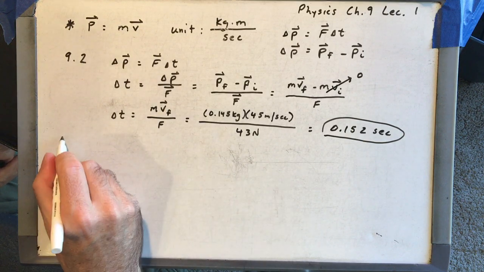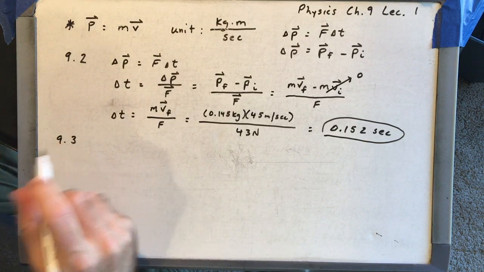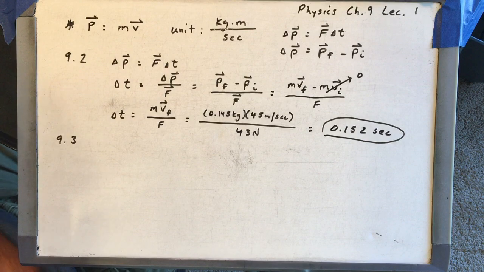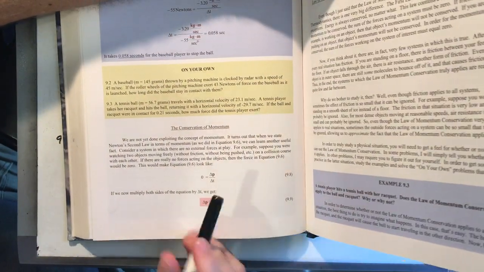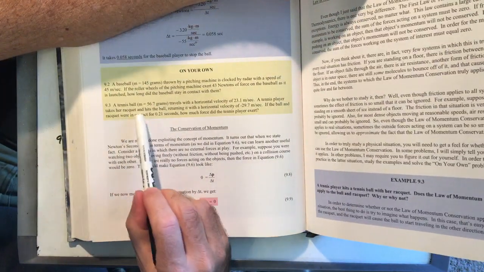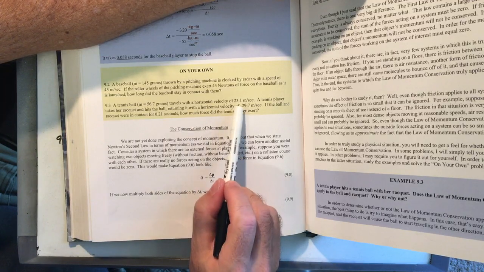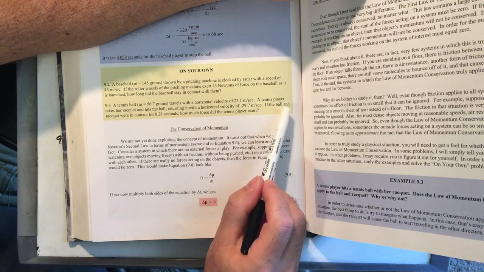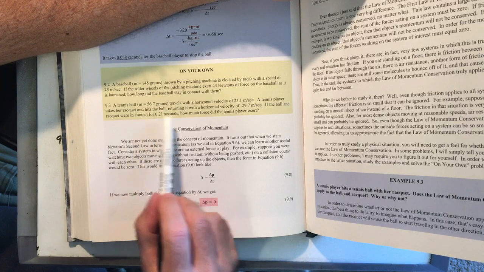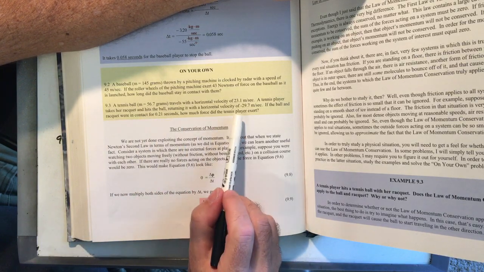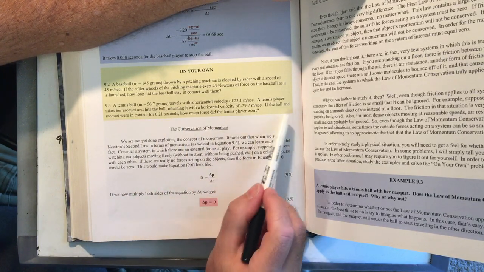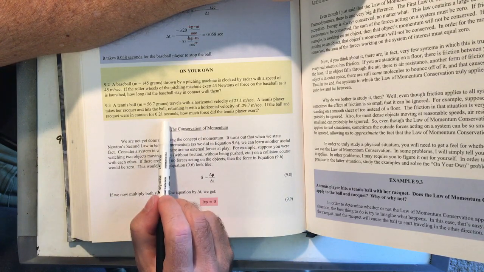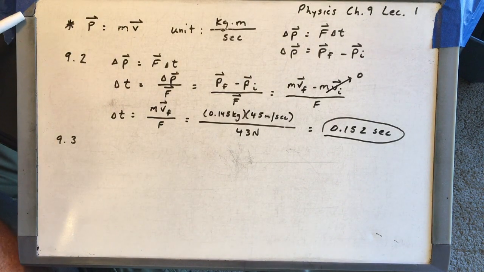Okay, let's see if I can fit 9.3 in here. I've got to start taking some genius scans of these problems so I don't have to pull this big book over. So, a tennis ball travels with a horizontal velocity of 23.1 meters a second. A tennis player takes her racket, hits the ball, returning it with a horizontal velocity of negative 29.7 meters a second. If the ball and racket are in contact for 0.21 seconds, how much force did the tennis player exert?